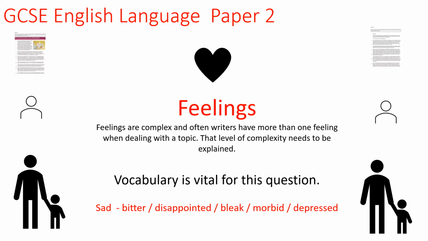Is the writer feeling bitter? Okay, are they disappointed? Are they bleak? Are they morbid or depressed? Those words all mean sad, but they mean sad in different ways. So bitter is usually you blame somebody for something. Disappointed, you were hoping for something good, but you ended up with something bad. Bleak, you think nothing good is going to happen. Morbid, really, really negative and almost kind of a deathly feeling. Depressed is a feeling of sadness that's gone on for a long time and you can't get out of it. So you can see that one word actually helps to explain what's going on.